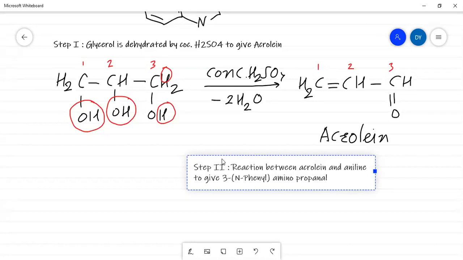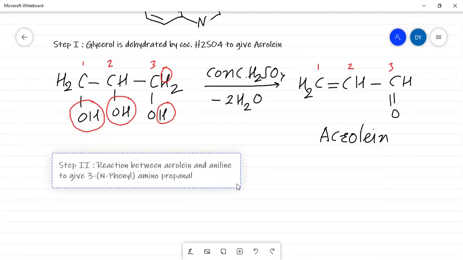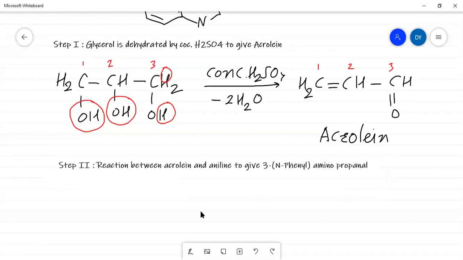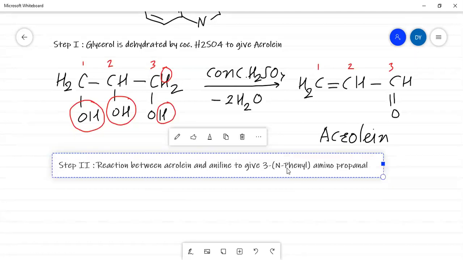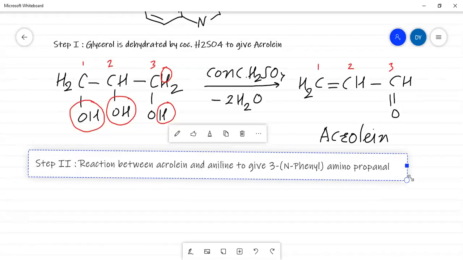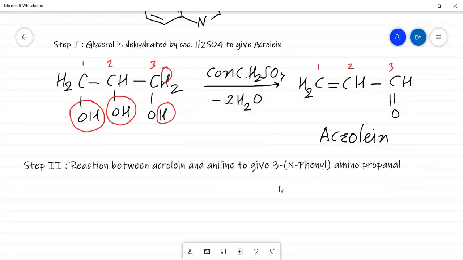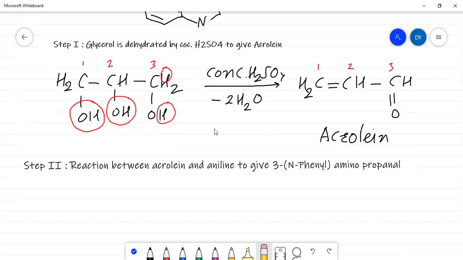Again I repeat, step number 2. Step number 2 is nothing but the reaction between acrolein, which is formed in step number 1, and aniline to give 3N-phenyl, N-phenyl is in bracket, aminopropanol. You can see here, this is step number 2. So let's study this step.